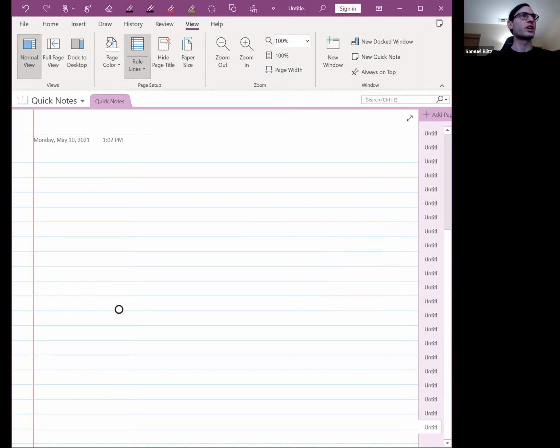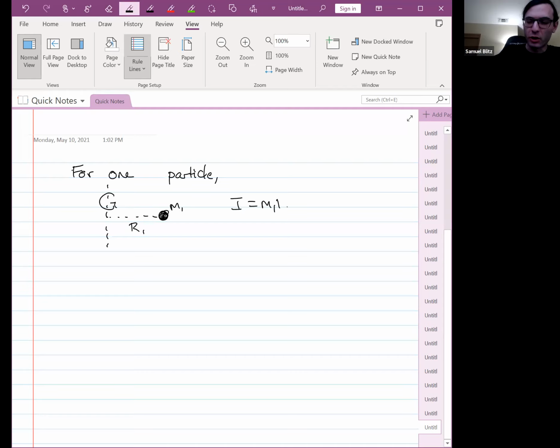We finished last time talking about the rotational inertia, or moment of inertia. And I gave you the formula for how to find the moment of inertia for a bunch of discrete particles. Like if you have one particle that has a distance r from an axis of rotation. So for one particle, let's say your particle's here with mass m, and here's your axis of rotation. This distance being r1, let's say m1, then I is equal to m1 r1 squared.